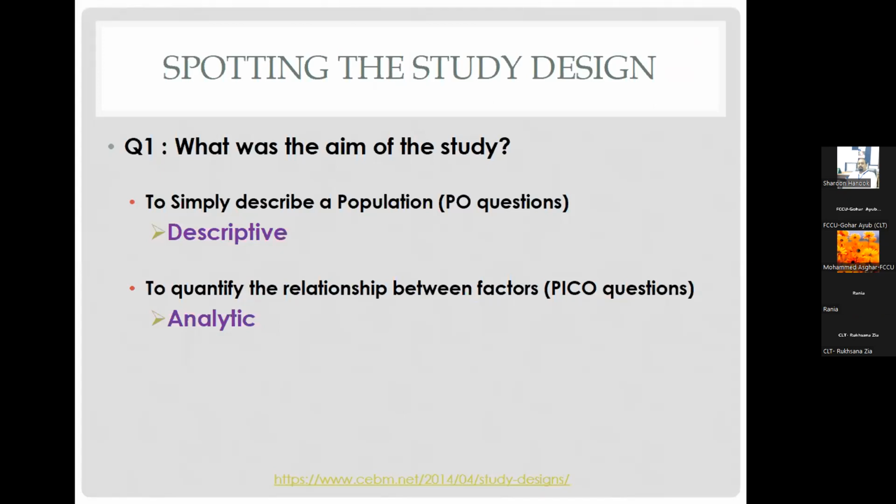That is extremely important. The very first question that you should ask is, what was the aim of the study? If your aim is to simply describe a population, you would be answering in PICOT, population and outcome. You did not talk about the intervention. You did not talk about the comparison. If that's the case, you are talking about some descriptive study. But if you have responded to all the questions, PICOT, population, intervention, comparison, and outcome, then it means you want to quantify the relationship between factors, then you are into the arena of analytical study.